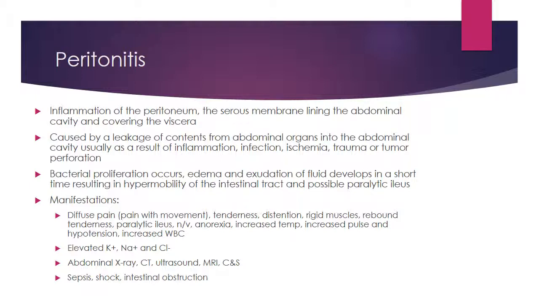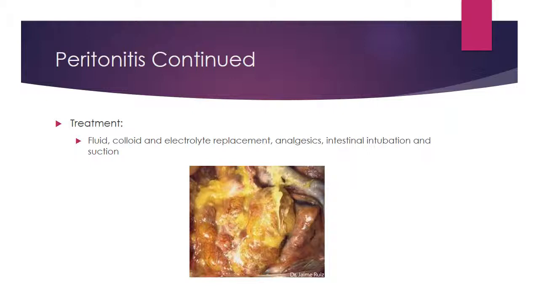and possible paralytic ileus. Some manifestations are diffuse pain, so pain with movement, tenderness, distension, rigid muscles, rebound tenderness, paralytic ileus, nausea, vomiting, anorexia, increased temperature, increased pulse and hypotension, and increased white blood cells. And that is a lovely picture of peritonitis. And some treatment is fluid, colloid, and electrolyte replacement, analgesics, intestinal intubation, and suction.